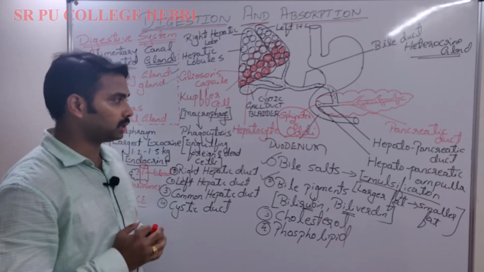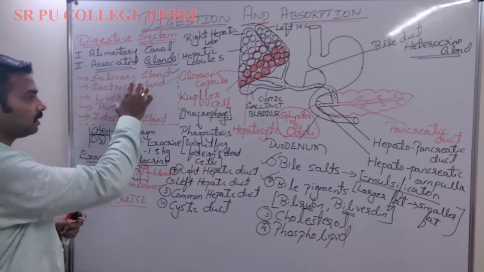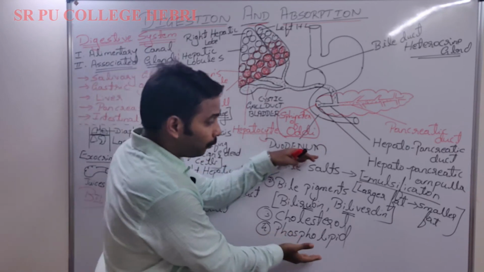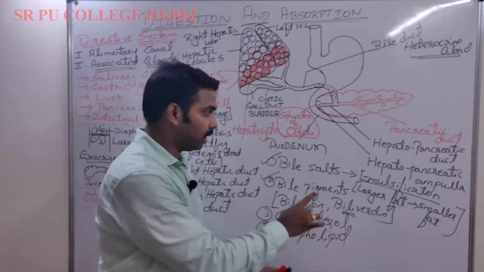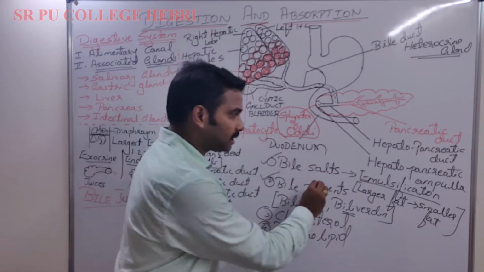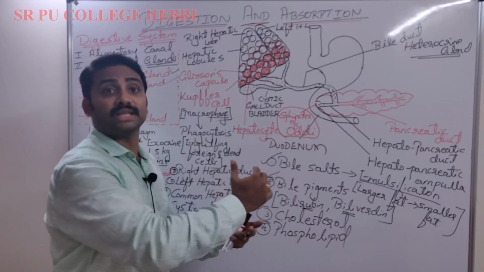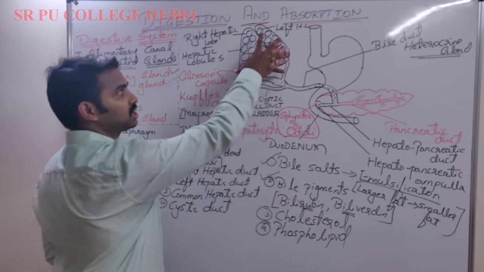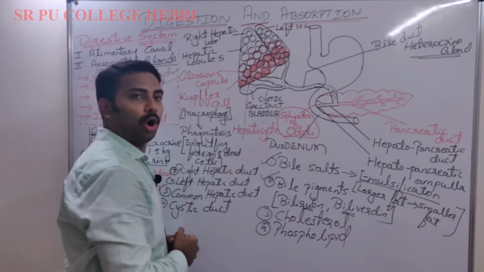And one more point, bile juice is the only juice among the associated glands which is without any enzyme. Is there any enzyme? No, it is not an enzyme, but still it helps in emulsification. It is the only juice which is without any enzymes. This is all about the study associated with which one? Liver. They may ask this for 2 or 3 marks.